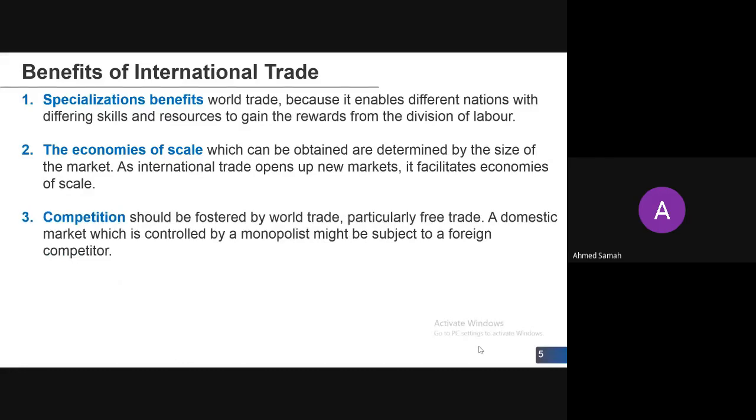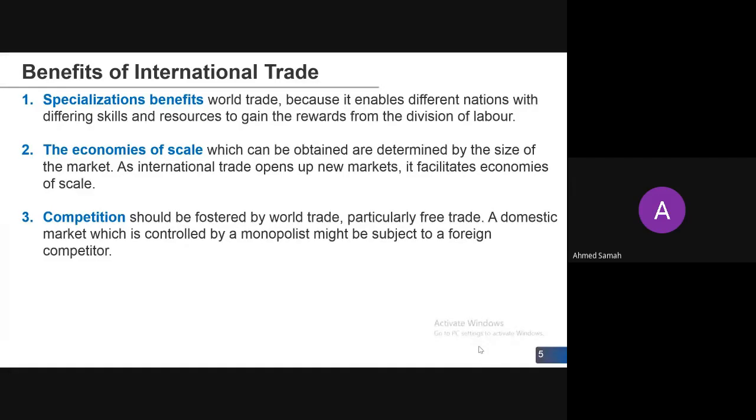Then the trade will also foster competition, in particular when there is free trade between countries as well. So if these trade restrictions are removed, there will be competition in the market in the world as well. So say the domestic market has no trade, there could be only one firm producing a particular product. It could be a monopolist. So in that case, the prices will be very high in the domestic market.